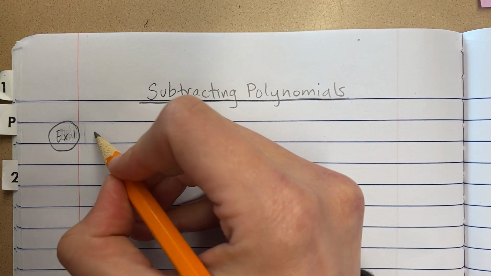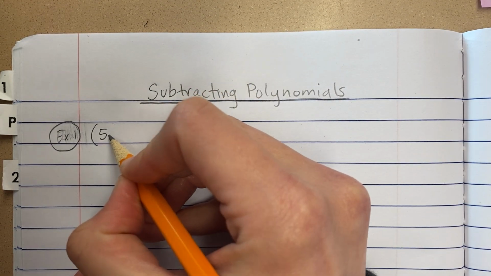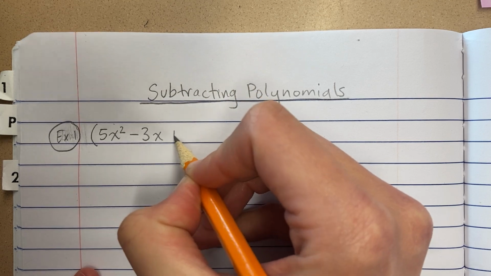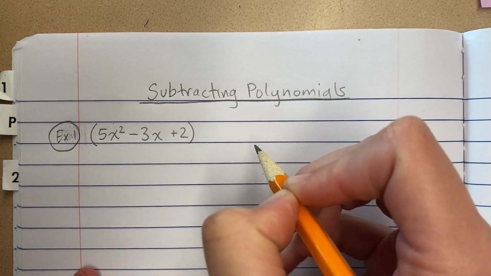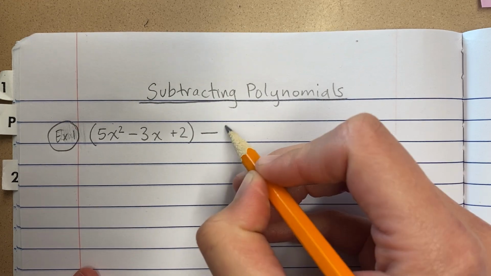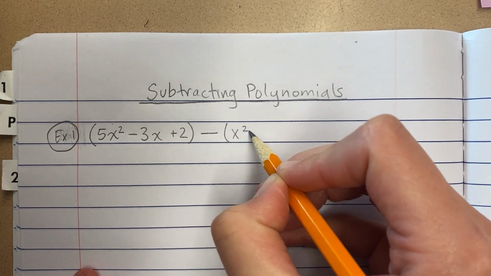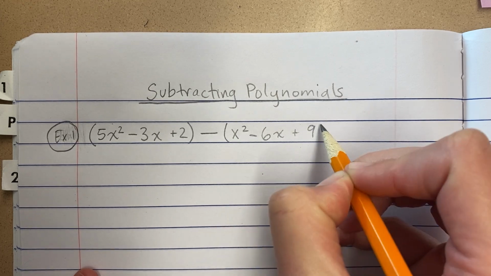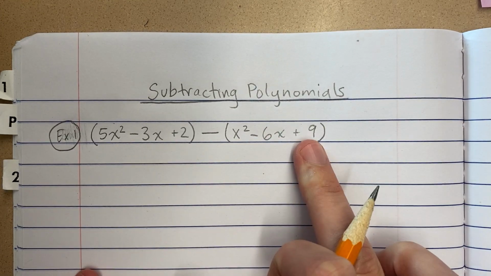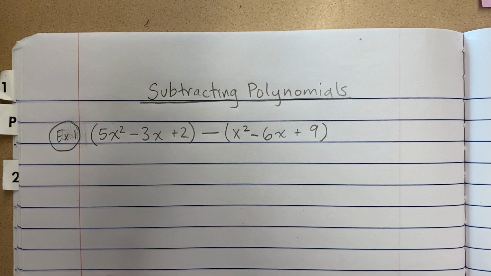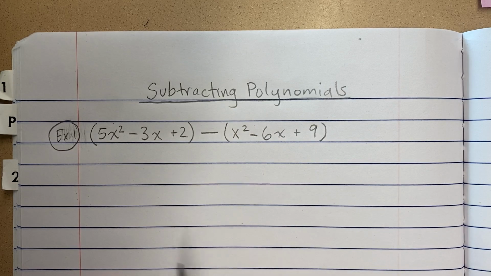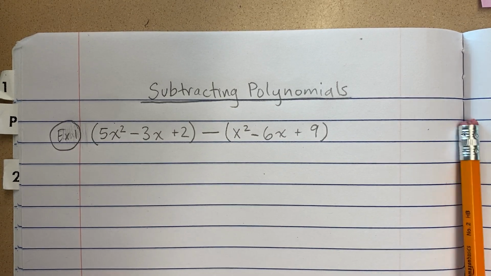Okay, here is our first example problem. 5x squared minus 3x plus 2, and that's all in parentheses, and then minus x squared minus 6x plus 9. And if you notice, when I wrote it, I made sure it was really neat. I spaced it out. These are really good strategies to make your life easier, and to make sure you're not losing any negative signs in here.